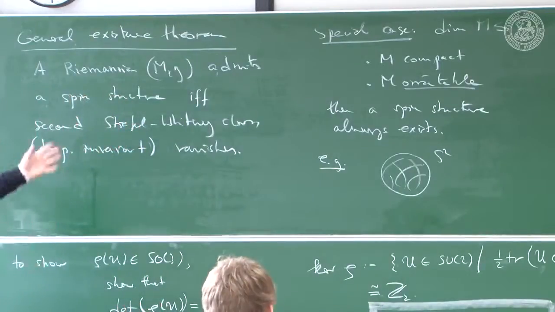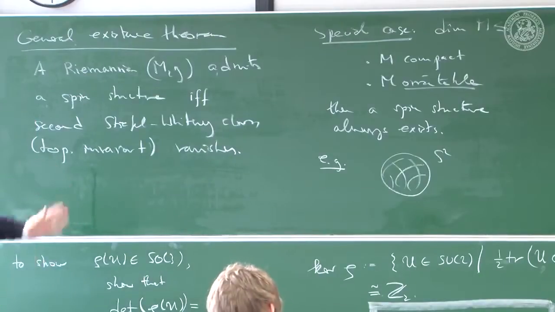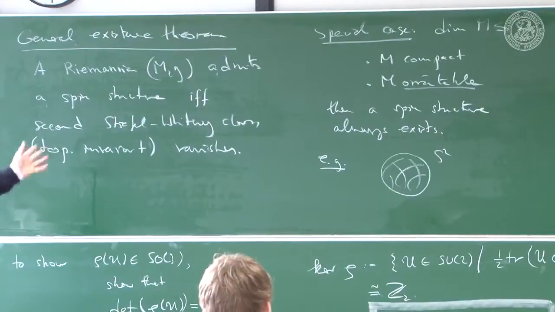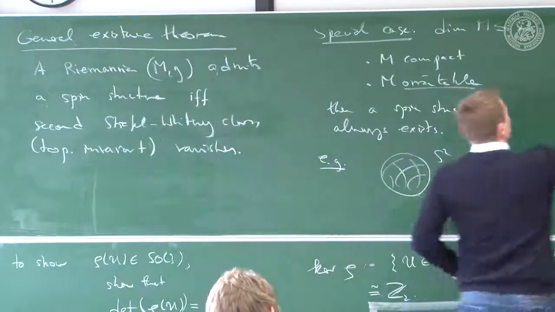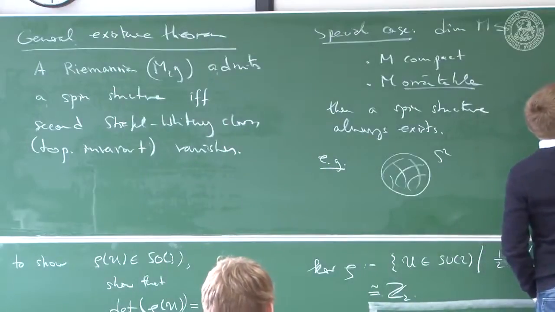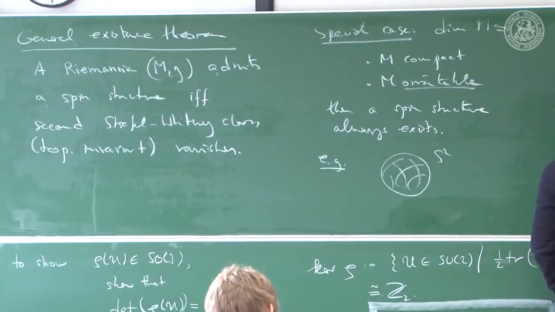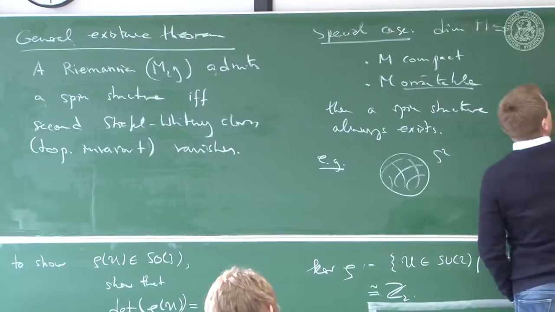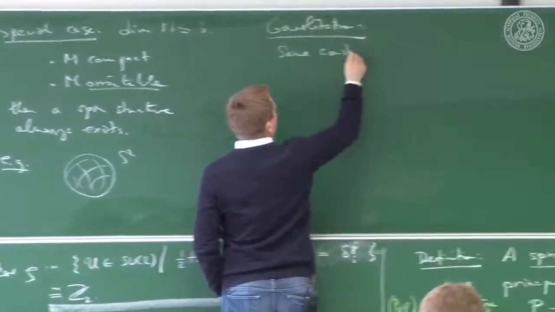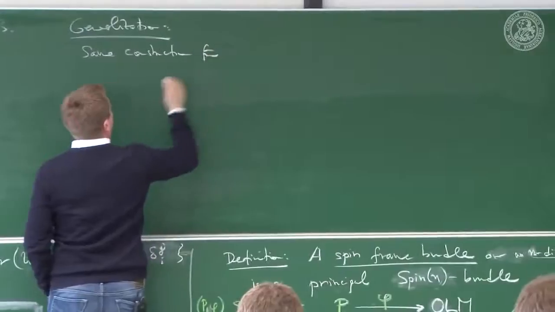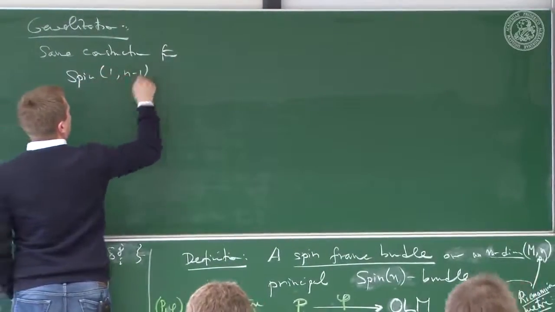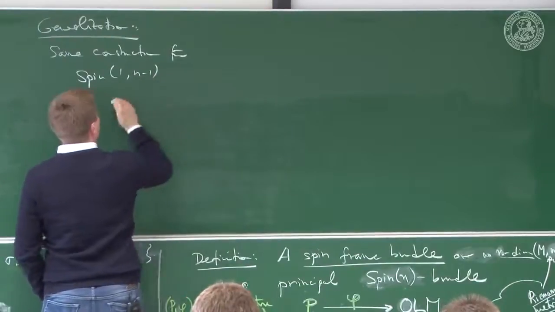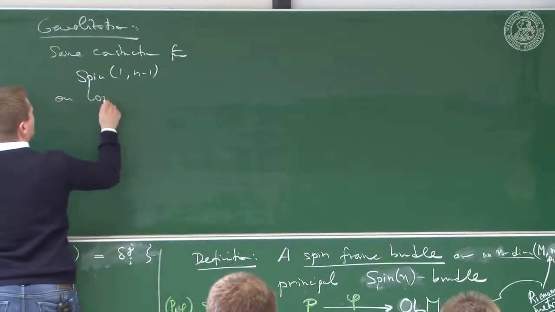Okay, so we have an existence theorem, and there may be obstructions. Not for every Riemannian manifold there exists a spin structure. Well, it's a special case. Then let's go the other direction. A generalization is the same construction for spin(1, n minus 1) on Lorentzian manifolds.